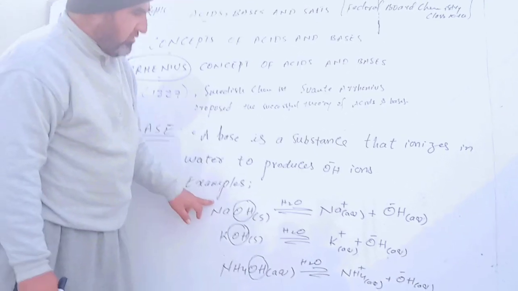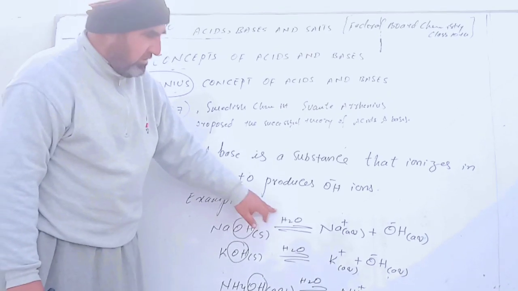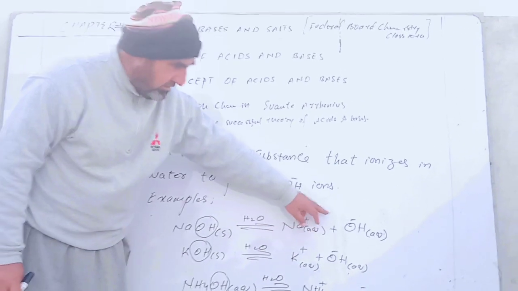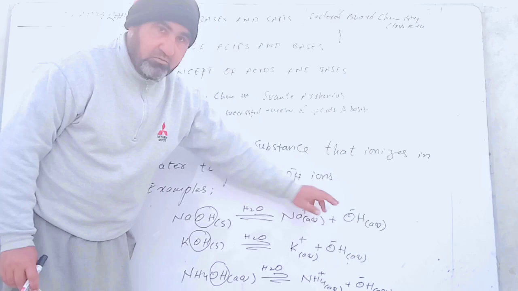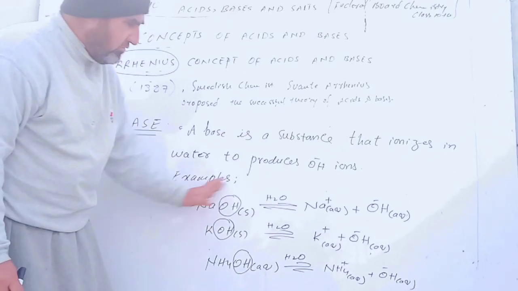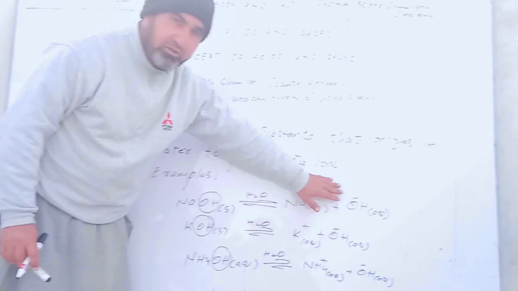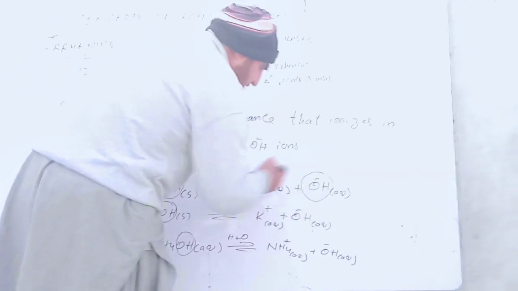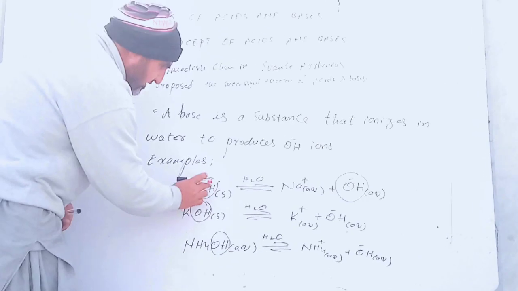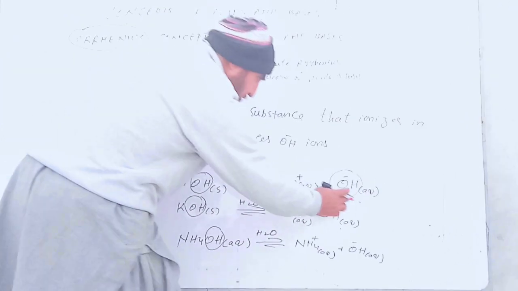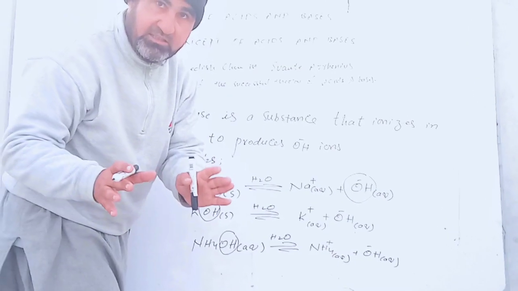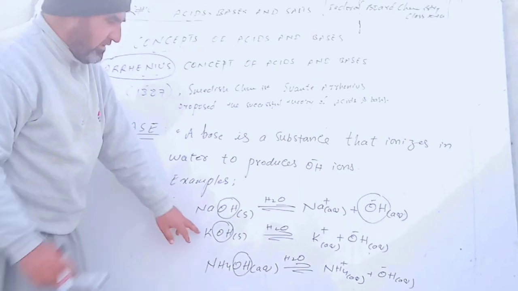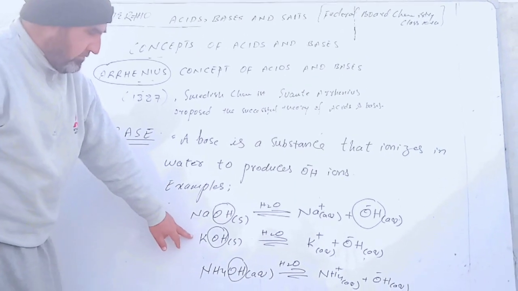Now when this sodium hydroxide is dissolved in water, it will give Na plus and OH minus. So when this substance is dissolved in water to give OH minus, this is actually the hydroxide. And when this substance, after dissolution, produces OH minus, this is a base. Same is the case for this one.